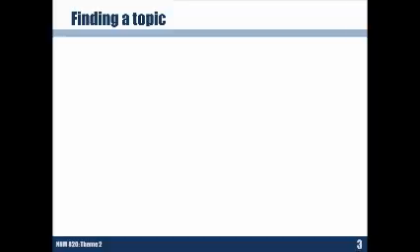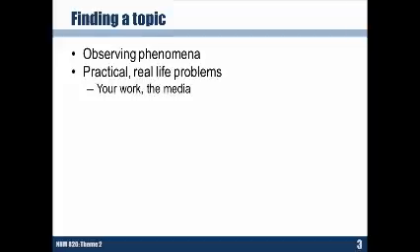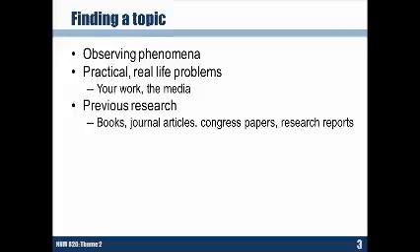When we look at finding a topic in the real world, we do this by observing things around us, or you can look at a practical real life problem that you get from your work or something that you see in the media. You can get it from previous research, from books or journal articles or research reports, and all of these in their conclusions would usually state what further research needs to be done. And if you're really stuck, that becomes a very good place for you to find your own research problems: to see what other people have identified as work that needs to flow from their particular studies.